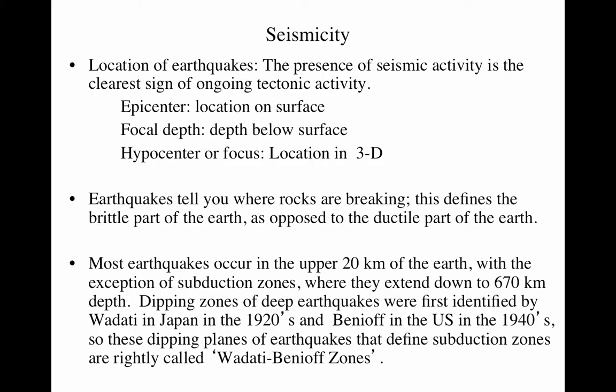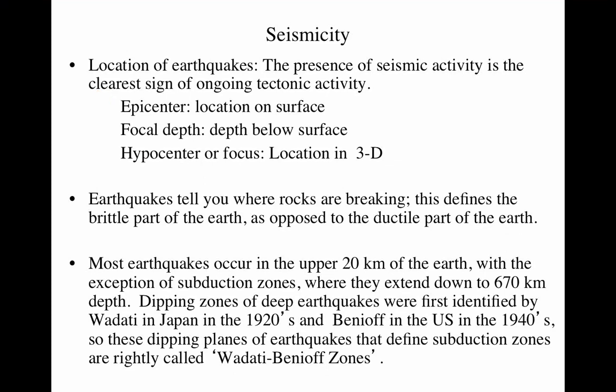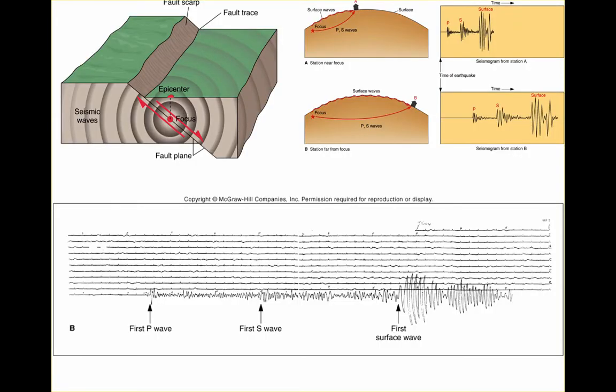What can we measure about earthquakes? We can locate where the earthquake is, we can define how far below the surface it is, and the hypocentral location, of course, captures both those, the location in 3 dimensions. The earthquakes tell us where the Earth is breaking, hence the brittle part of the plate. Most earthquakes happen in the top 20 kilometers of the Earth, except in subduction zones where they go as deep as the transition zone, about 670 kilometers.